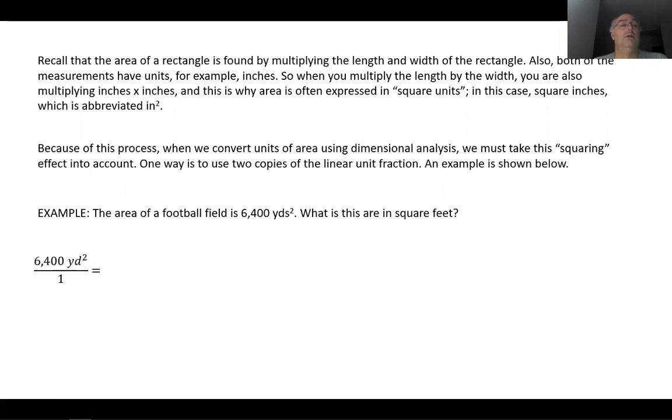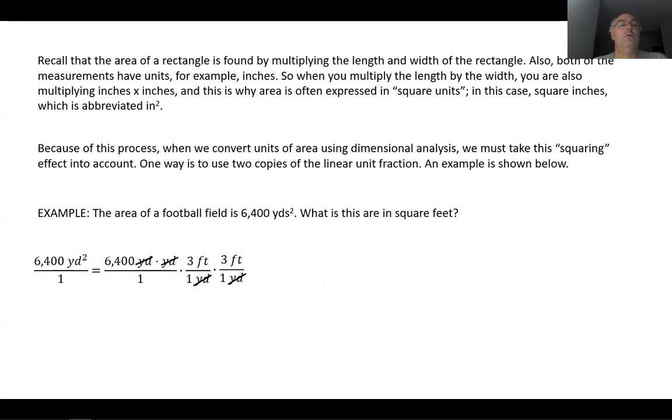So of course, just like usual, we'll start by setting it up. There is yards times yards, which is just the expanded version of square yards. And we're going to multiply it by 3 feet over 1 yard. But notice that only cancels out one of those yards. So we actually need a second unit fraction in order to cancel out the second set of yards.